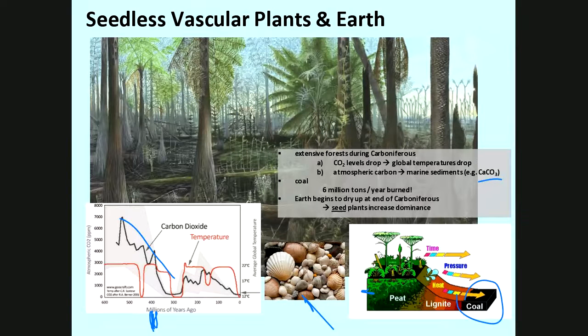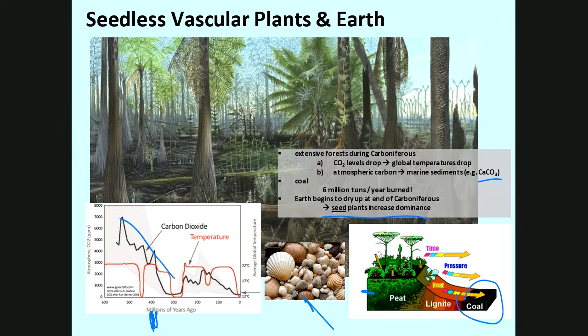So these global temperatures are dropping. The Earth's beginning to dry up at the end of the Carboniferous. The Earth begins to dry up. That means desiccation becomes an issue. Other plants had to find some way to survive. And that's what we'll cover when we get into the next chapter. We'll talk about how the seed plants increased in their dominance after this period.